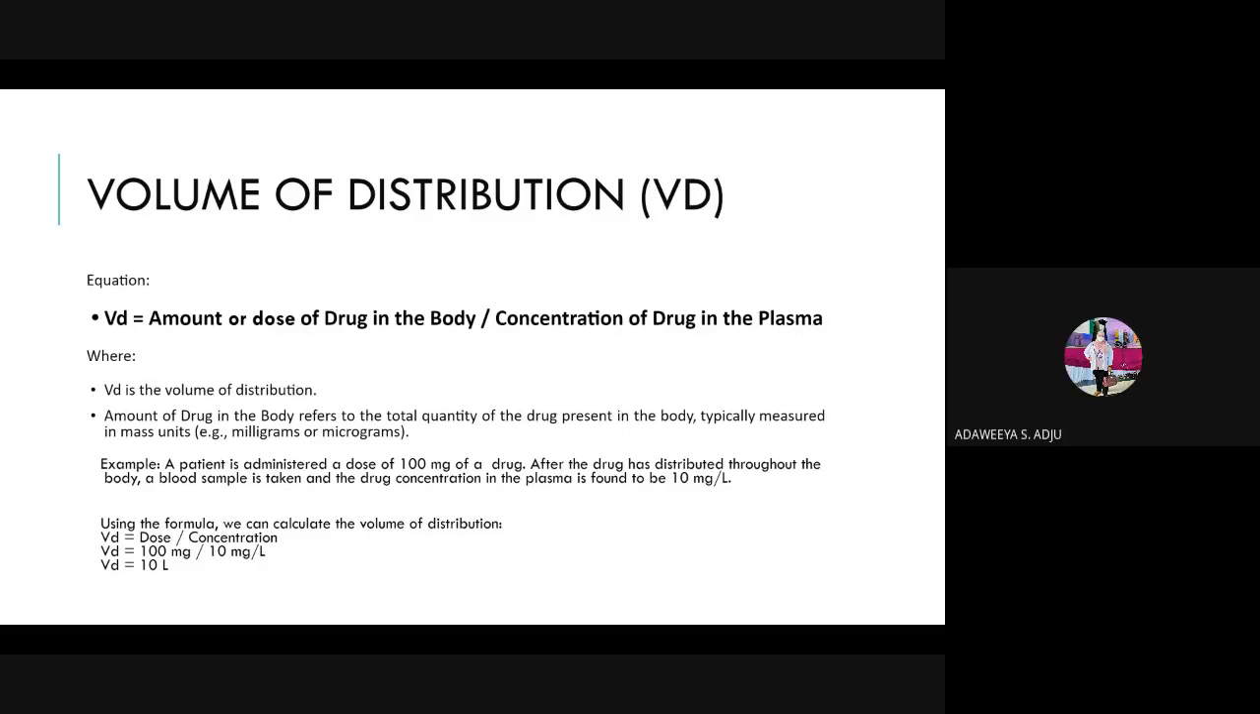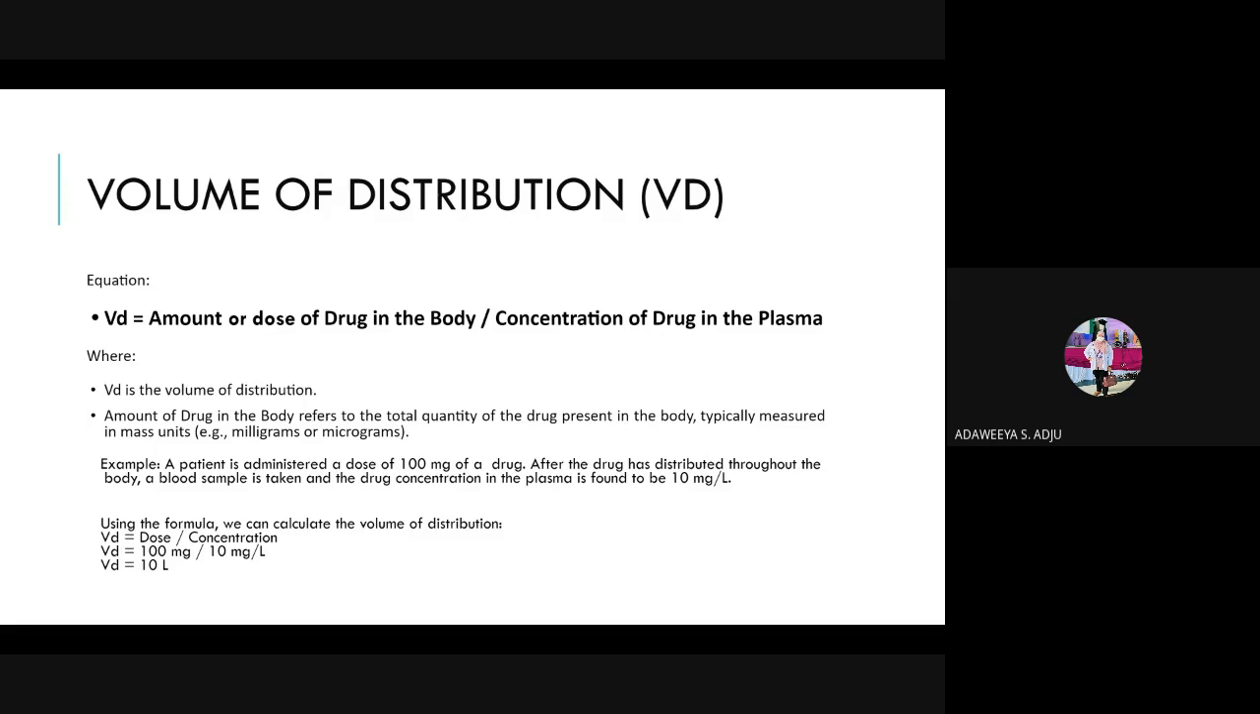Okay, so the next parameter is the volume of distribution. For this equation, the volume of distribution is the amount of dose of the drug in the body divided by the concentration of the drug in the plasma. This is the simplest form of the solution for the VD, or the volume of distribution.